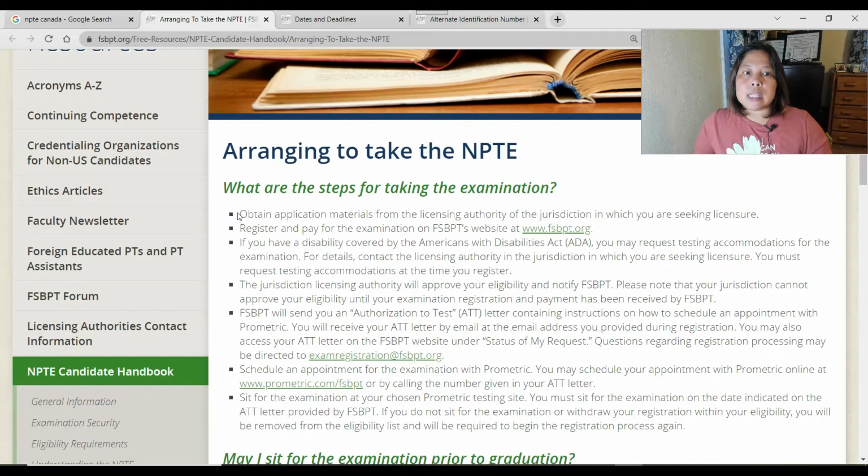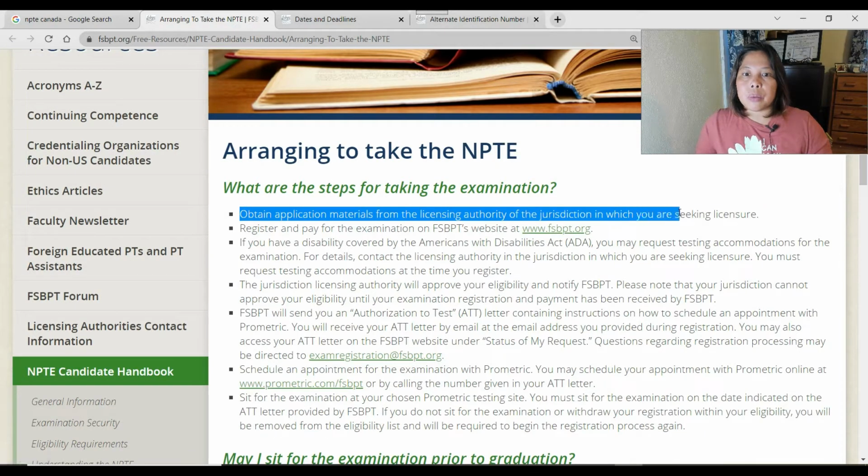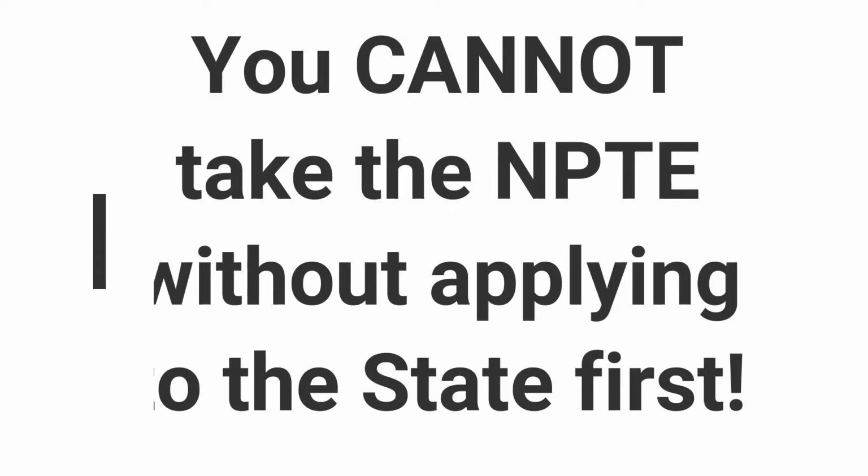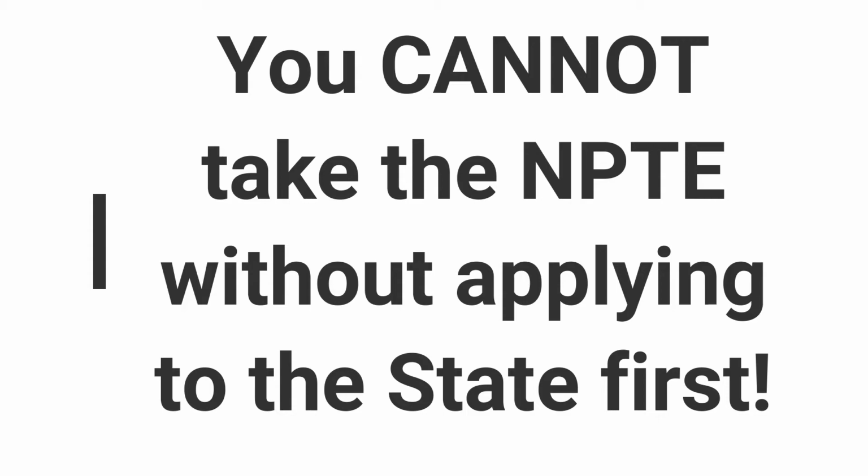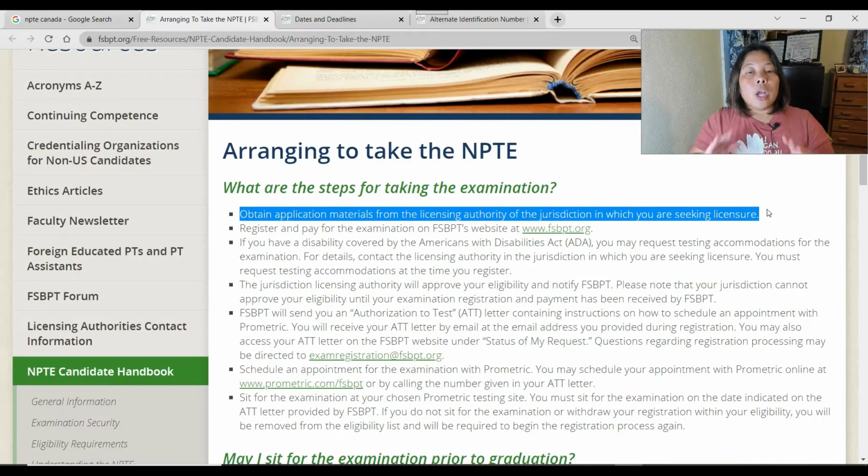The first one says here, obtain application materials from the licensing authority of the jurisdiction in which you are seeking licensure. This is very important. You cannot take the NPTE unless you got approved by the state. What do I mean by that? You have to apply to the state, for example New York, if you want to practice or get a license in New York. Each state has its own set of requirements and its own set of fees, and you have to pass the credentialing.